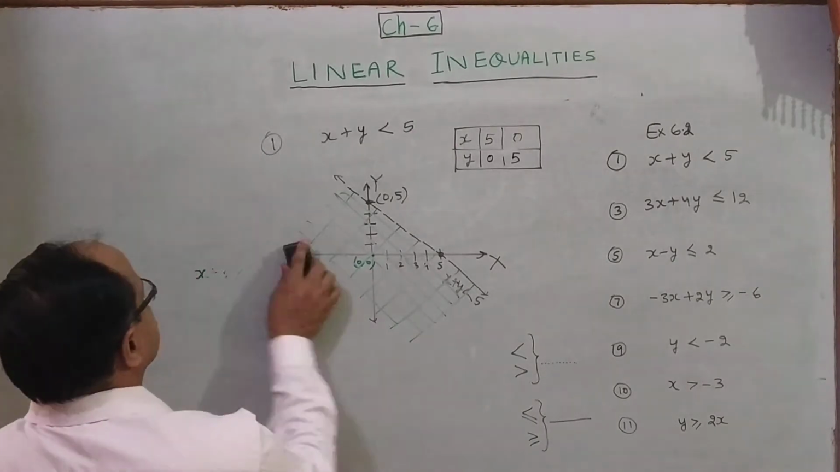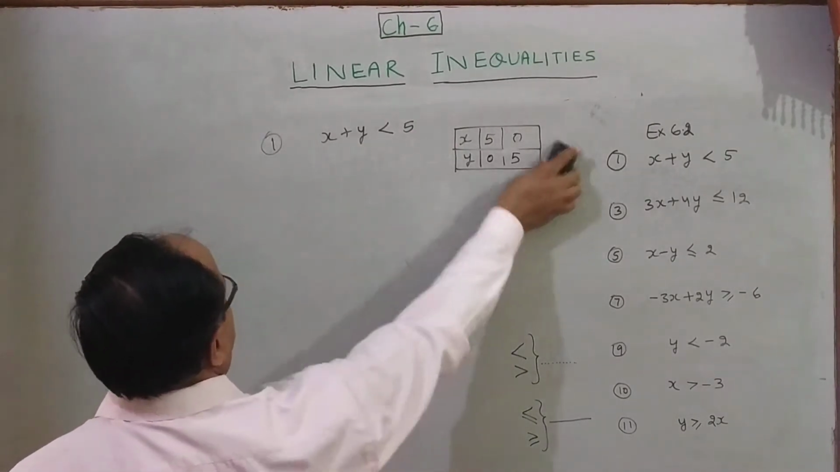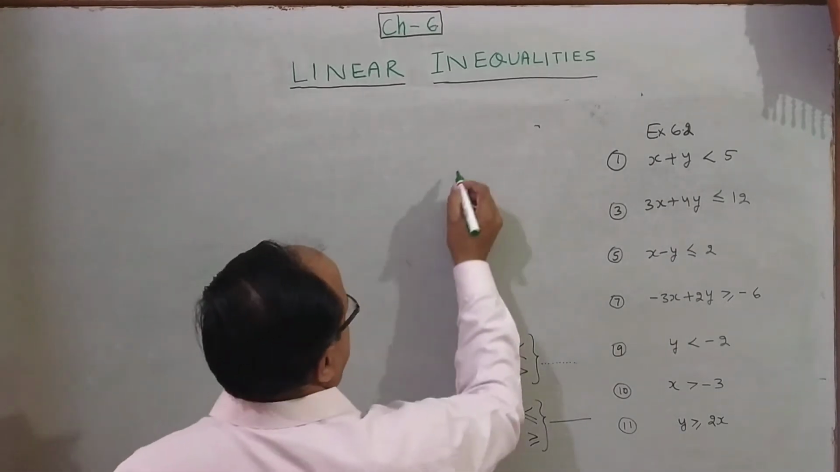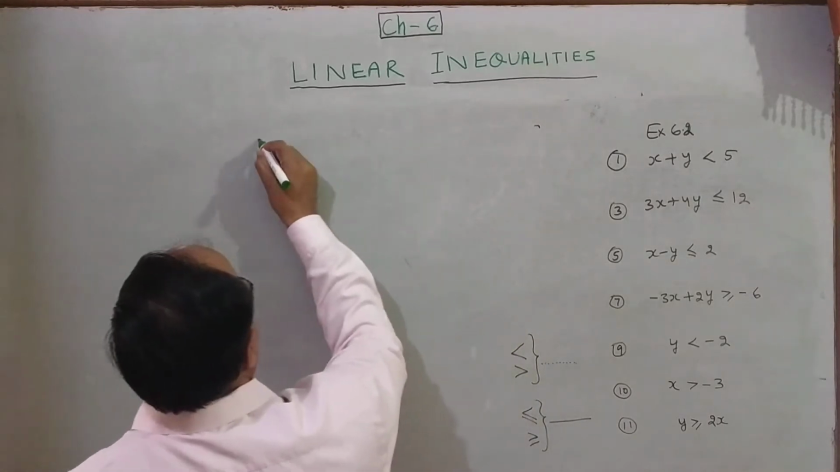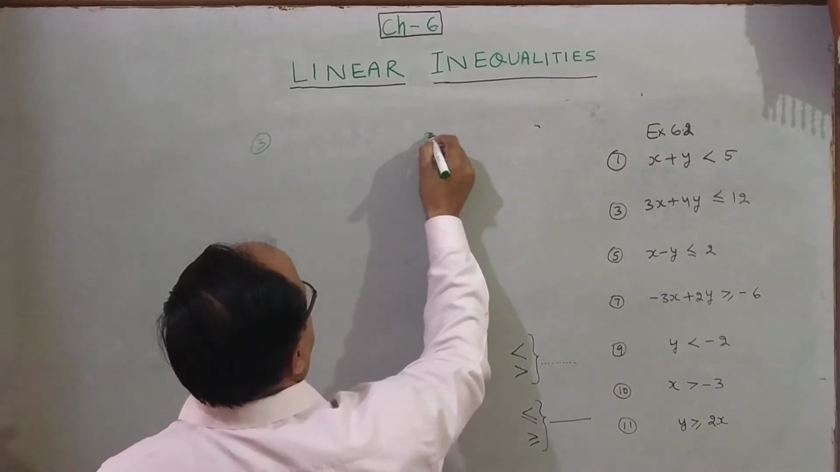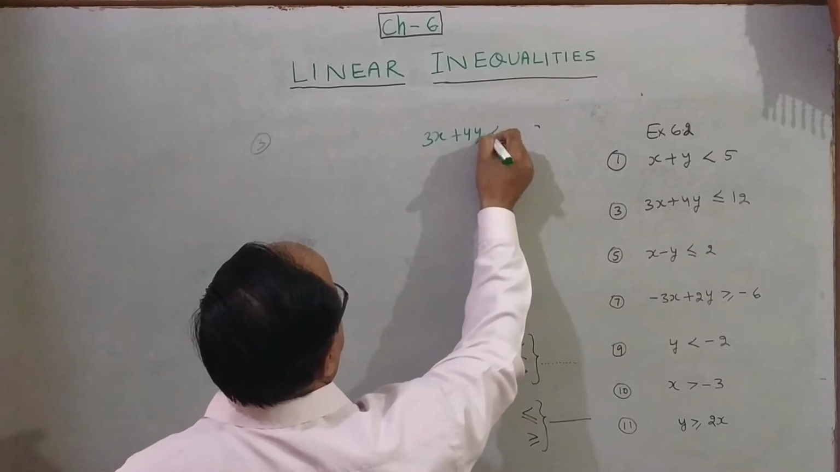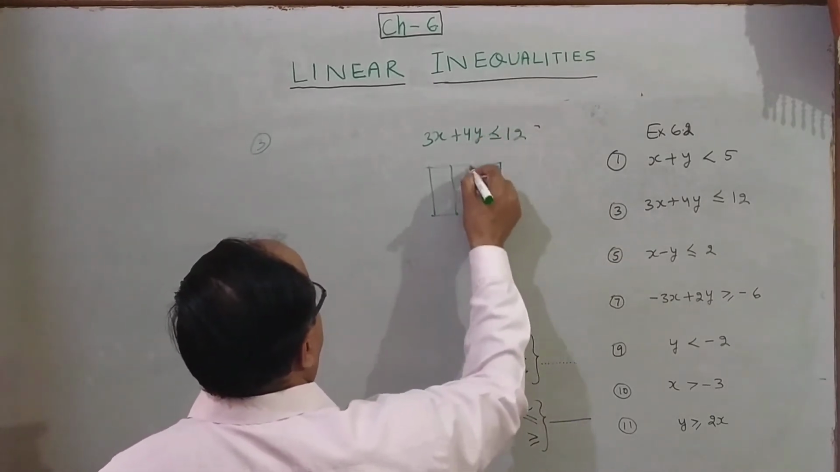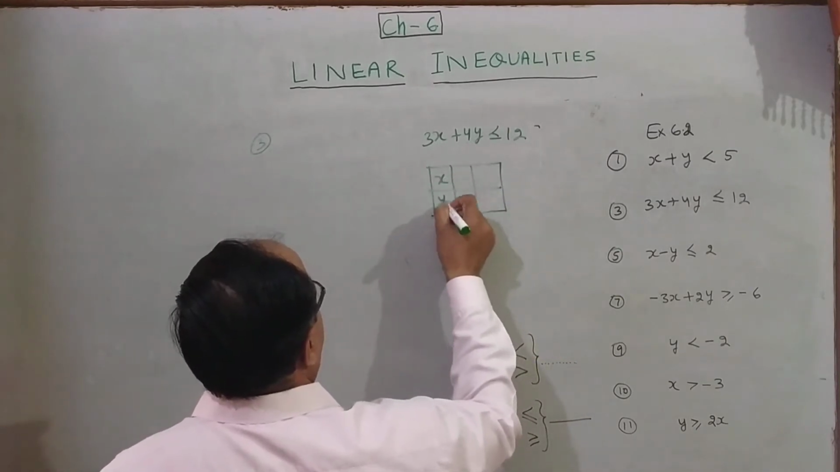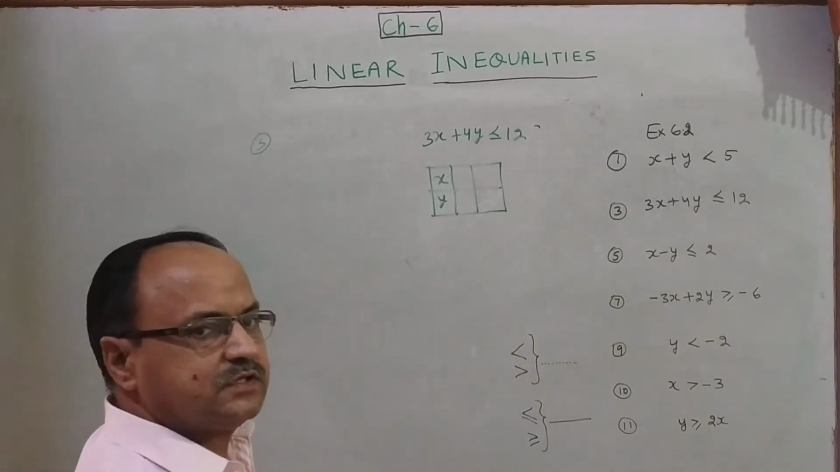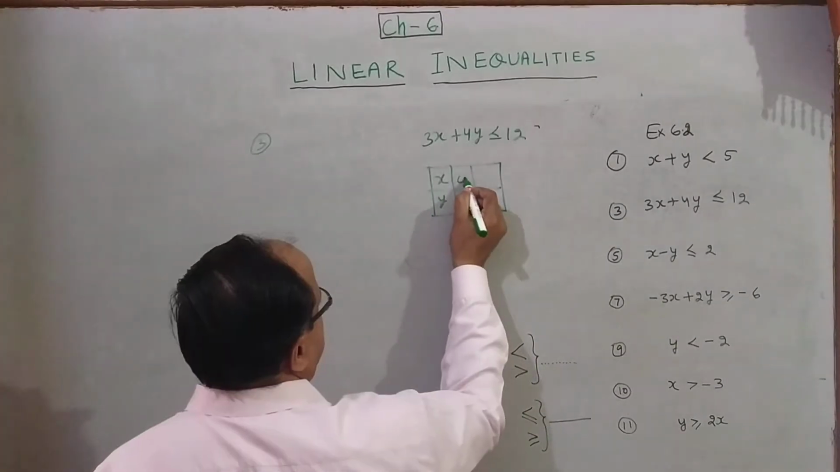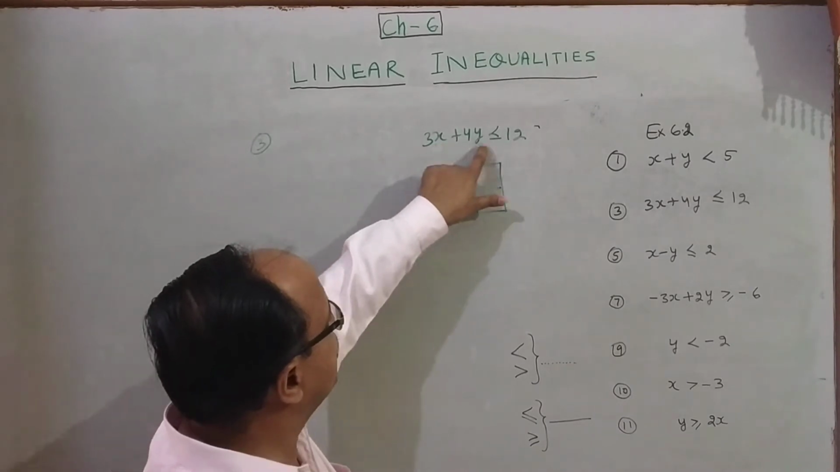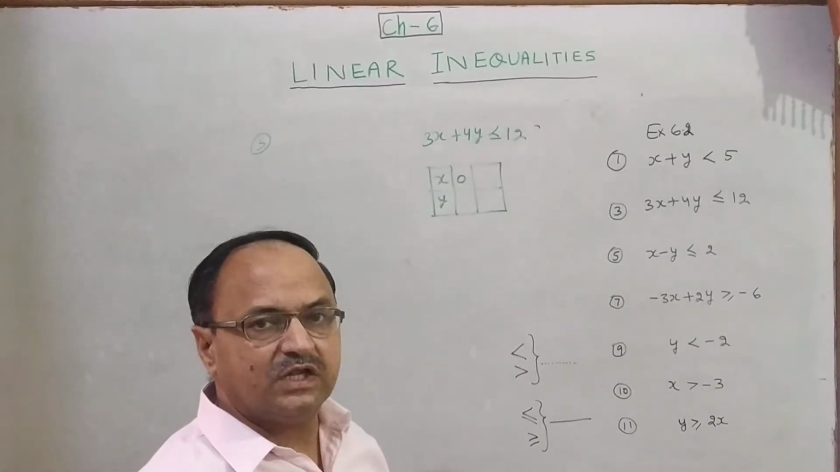Question number three: 3x plus 4y less than equal to 12. Make the table. In every question, put x is equal to 0 and y is equal to 0. Put x is equal to 0 here, it will become 0. Then 4y is equal to 12, then y is equal to 3.